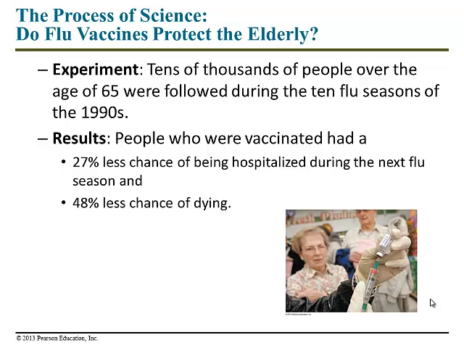Tens of thousands of people over the age of 65 were followed during the 10 flu seasons of the 1990s. And again, humans are tough because there's a lot of what? Variables. But people who were vaccinated had a 27% less chance of being hospitalized during the next flu season and 48% less chance of dying. Those are pretty decent statistics.